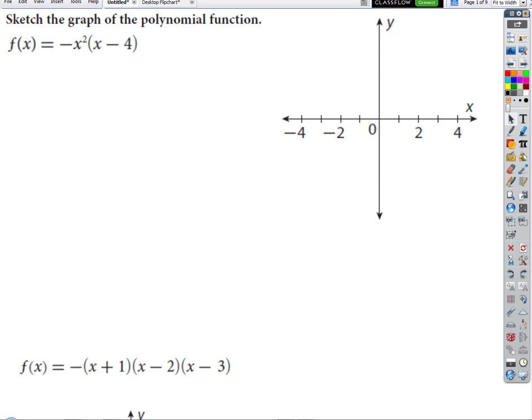Okay, so first things first here. So we were talking about sketching polynomials yesterday, right? Yeah. So let's get all the phones and all that stuff away, please.